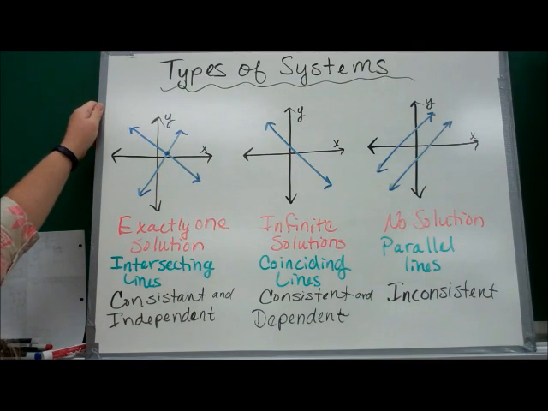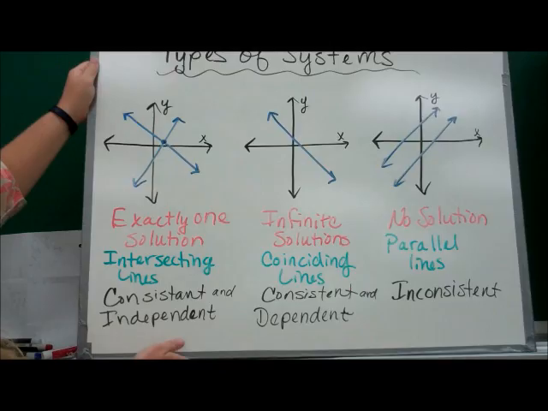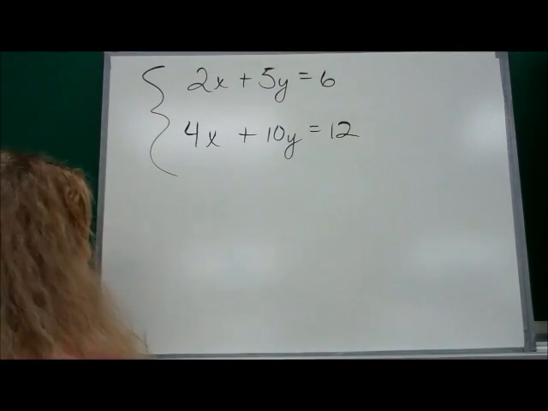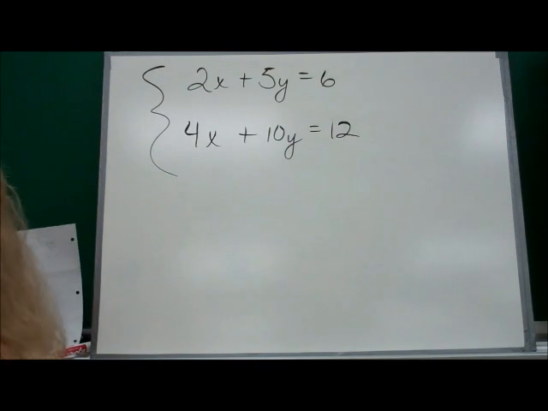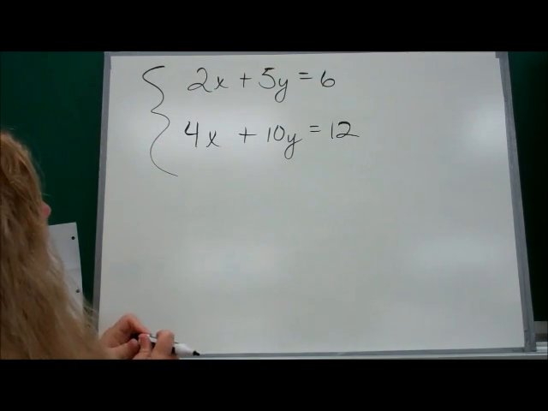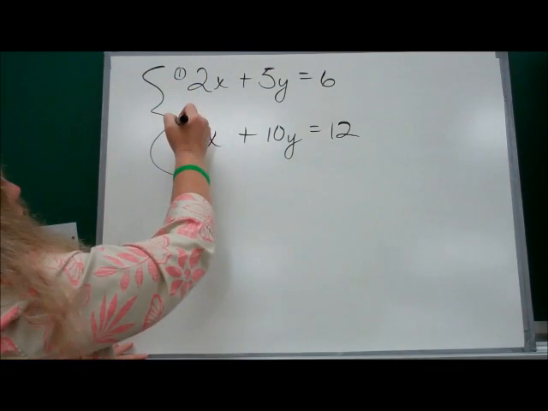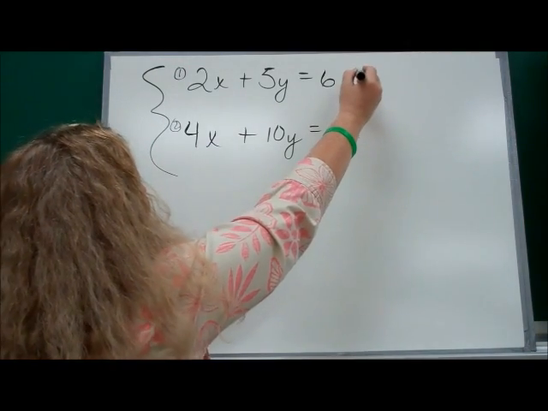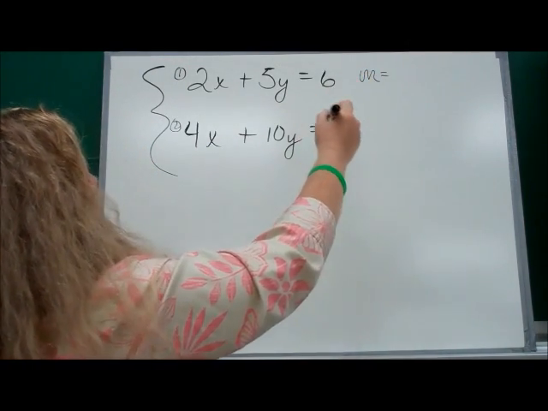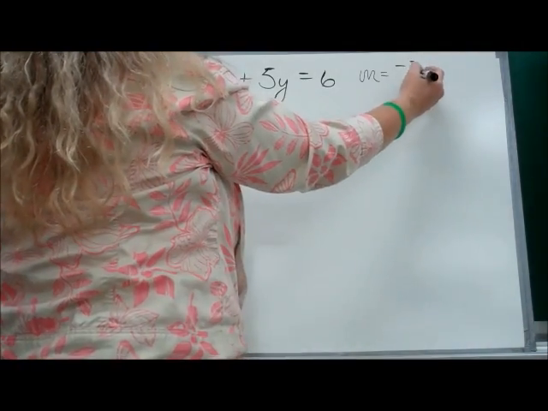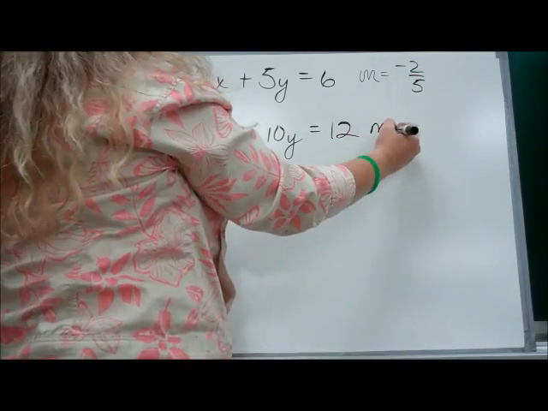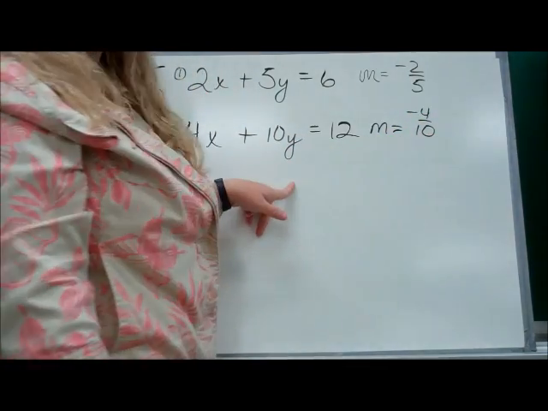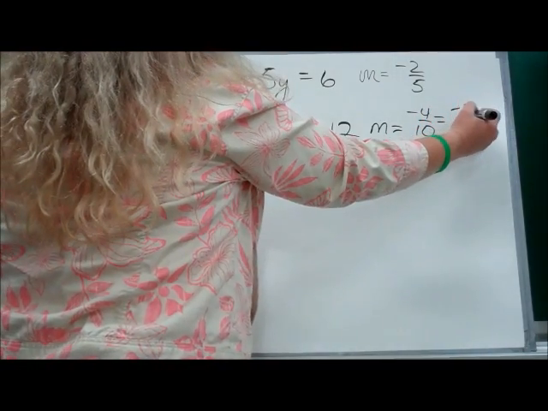Okay. Let's look at some special cases when we're graphing. So when we're graphing, what can possibly happen? Here is equation number 1, here's equation number 2. When we're graphing, we're going to find the slope. M equals -a over b, so -2 over 5. And in this case, slope is -4 over 10, which you better reduce, which is negative 2 over 5.